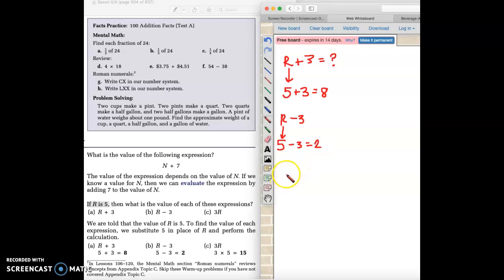Now the next one is 3r. Whenever you have a variable, which is this letter right here, which represents an unknown number, whenever you have a number and a variable stuck together, just like this, you know that you are multiplying 3 r's.